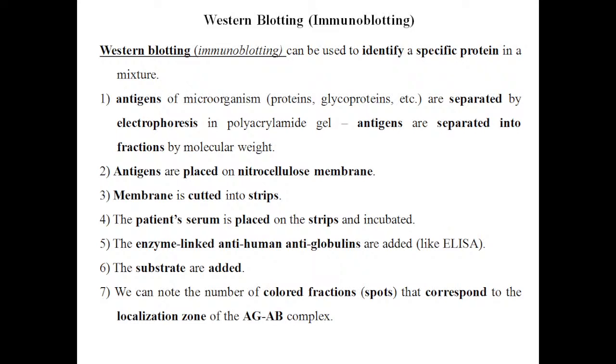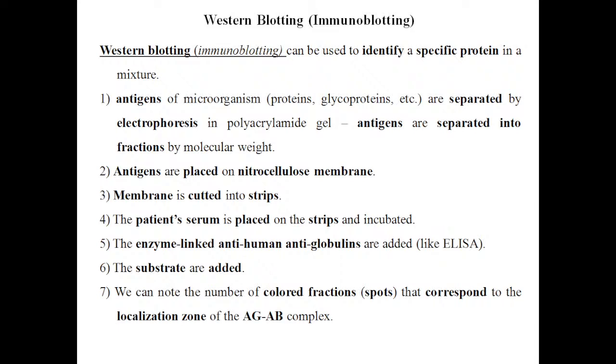Firstly, I'm going to explain, then I will show you the scheme diagram. Antigens of microorganisms, proteins or glycoproteins, for example in HIV. Immunoblotting is widespread for diagnosis of HIV. Antigens of microorganisms are separated by electrophoresis in polyacrylamide gel. So antigens are separated into fractions by their molecular weight.